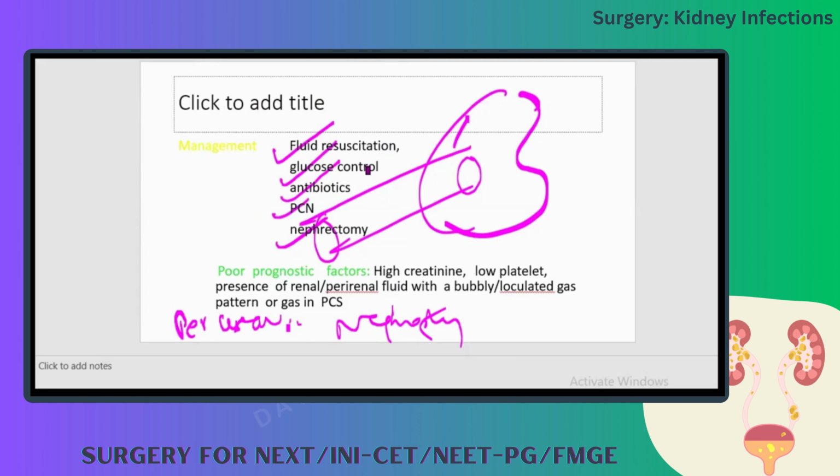Okay, sir. These are the treatment options for EPN. There is no definitive treatment. You'll give IV antibiotics first. If it's settling, it's okay. Otherwise, you'll go for PCN. If it's settling, it's okay. Otherwise, you will go for nephrectomy. It is stepwise. If such questions come, then it is ambiguous. The question is not clear.